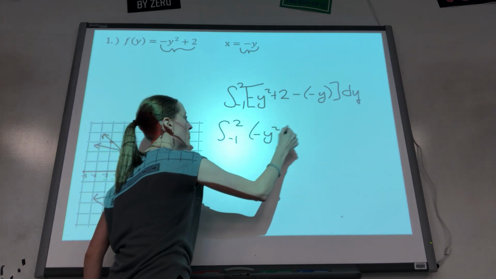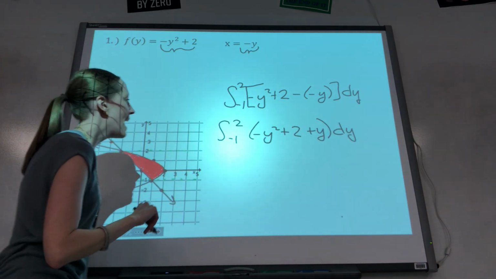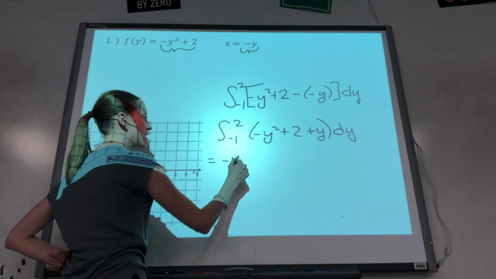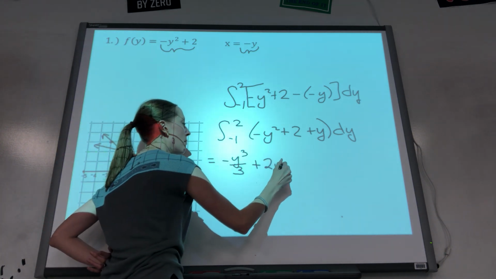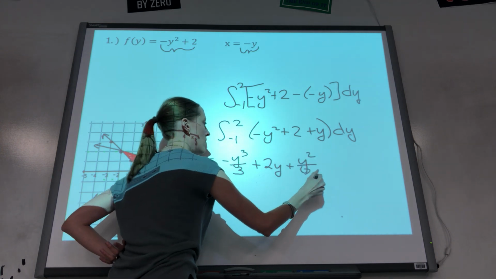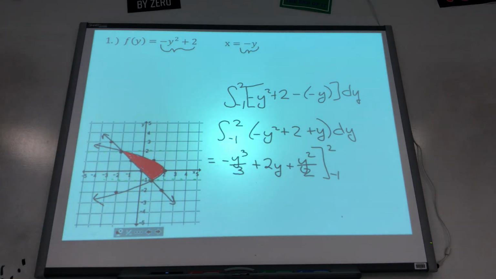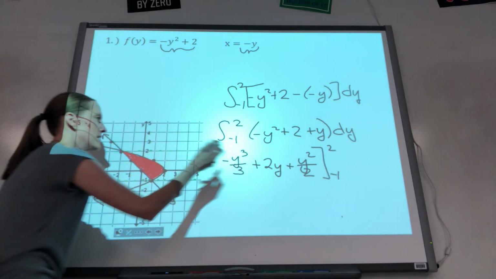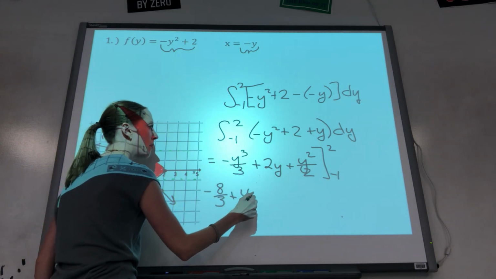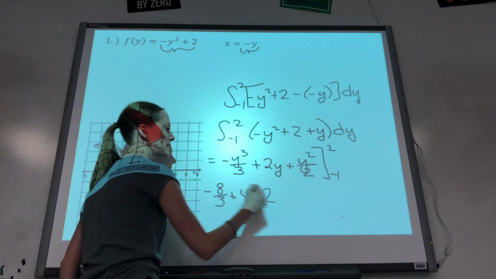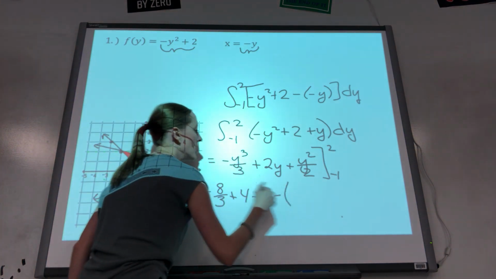We can keep going with this. That's going to turn into +y. And I should be able to just integrate each part separately. -y³/3 + 2y + y²/2. And I need to take that from -1 to +2. So I'll plug in the 2 first. That'll be -8/3 plus 4 plus 2. 2 squared is 4. 4 divided by 2 is 2.